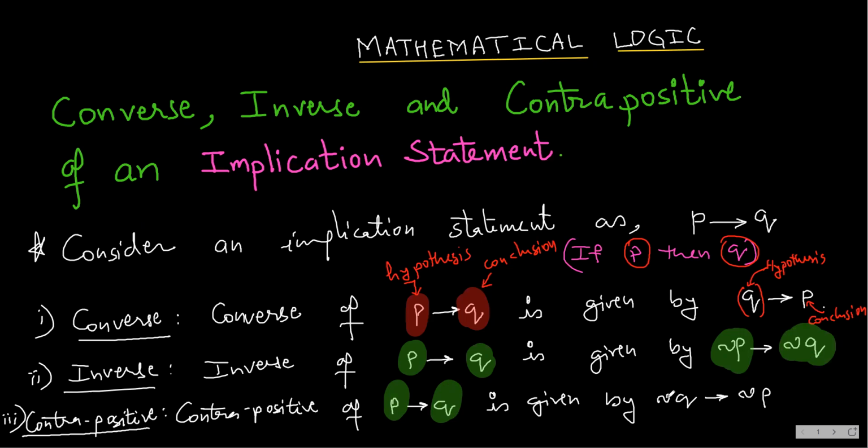In addition to that, you also write the negation. So it is negation of Q implies negation of P. So I hope you have followed this. Let us solve few problems here.